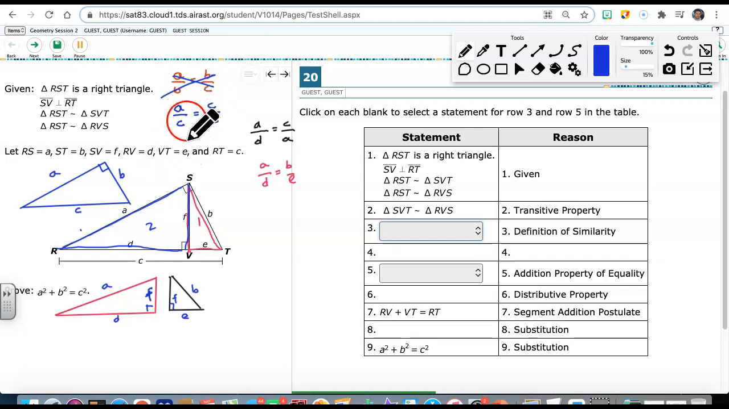Next one. A is to C. Okay, this could be from the big one. A is to C, so long leg over hypotenuse.